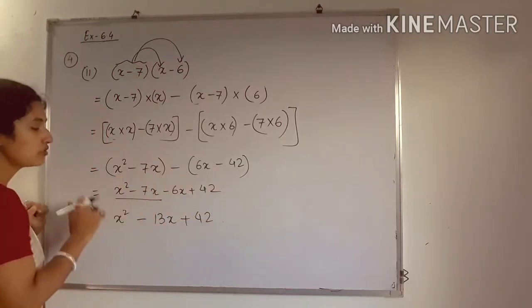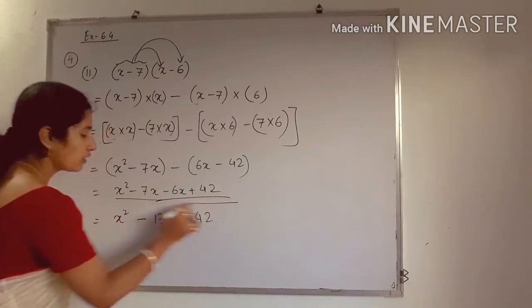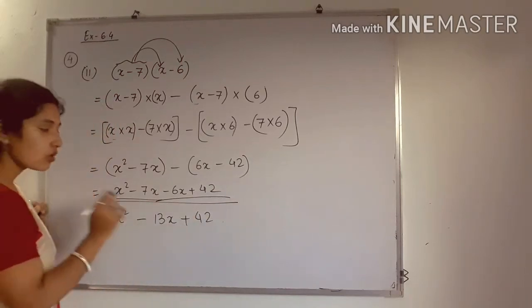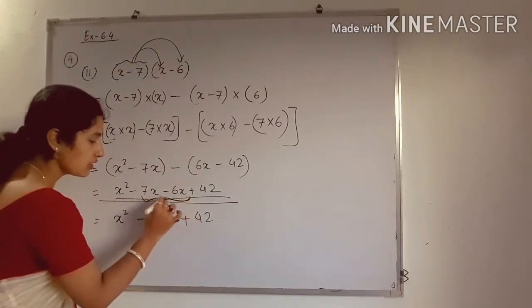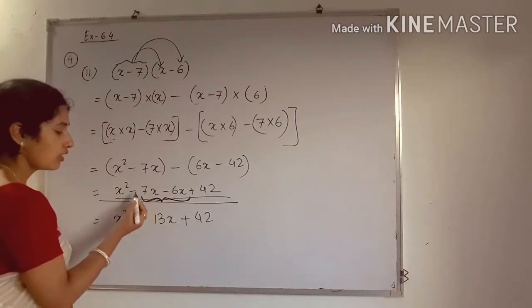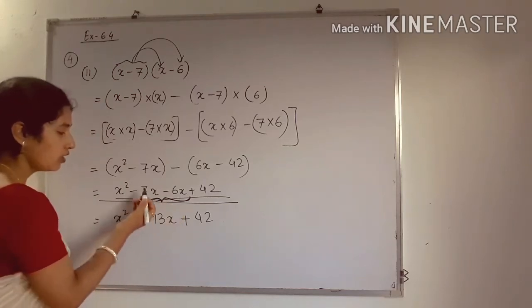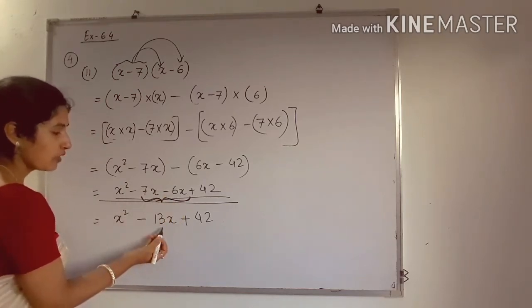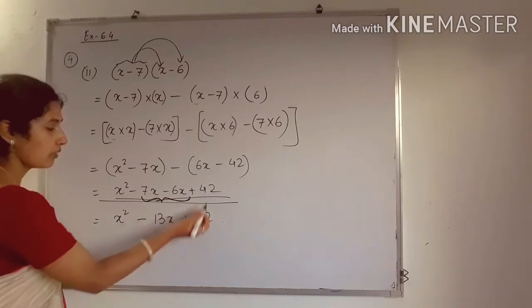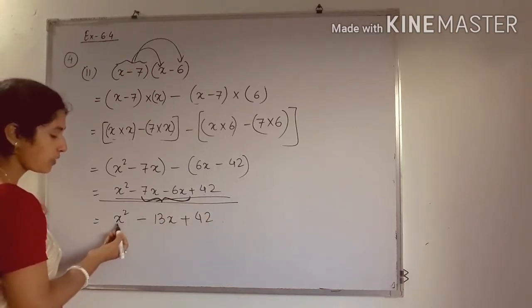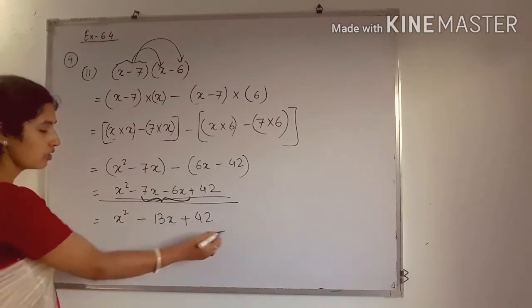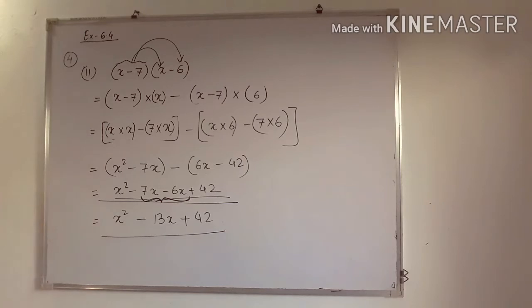So now you have to check, are there any like terms present in this expression? The answer is yes, the like terms are 7x and 6x. Here both are minus, so we have to add them. 7 plus 6 will be 13, so minus 13x, and the final expression will be x square minus 13x plus 42. This is the final answer.